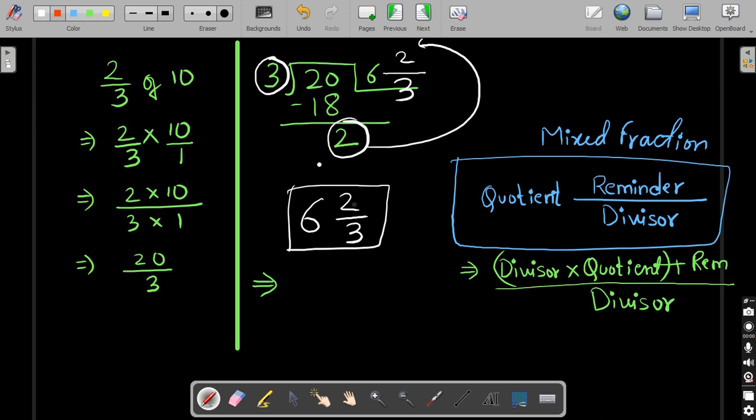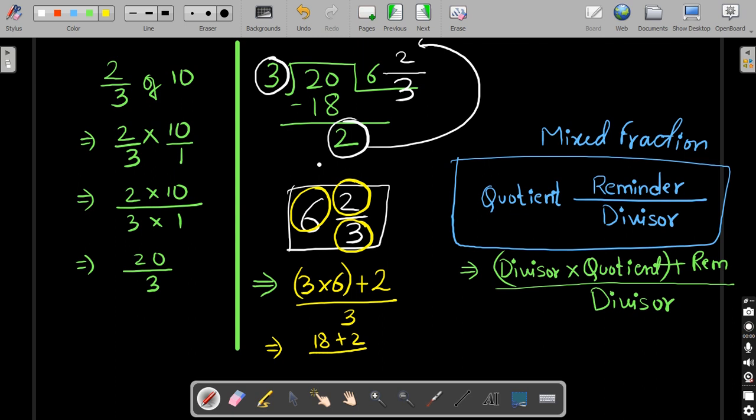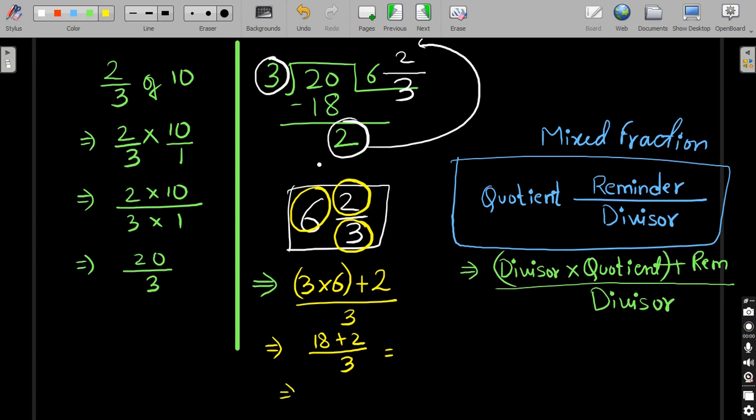Okay, dear student. 6 2 by 3 is written over there. Let us start. Now how will I multiply? As it is written over there, divisor. What is the divisor? 3. So I will take 3 into, divisor into quotient. What is the quotient? 6. So 3 into 6 in brackets. Now after that they are doing plus. What is the plus? Remainder. Remainder is 2. 2 divided by divisor. Divisor is 3. Now how will we solve here? 3 6s are 18, plus 2, divided by 3. Now I will write here 18 plus 2, I will get 20 by 3.